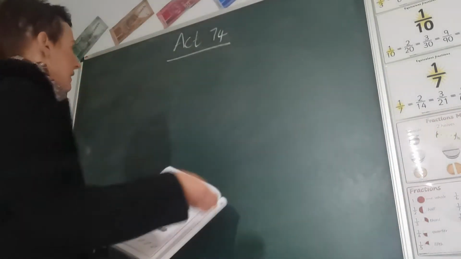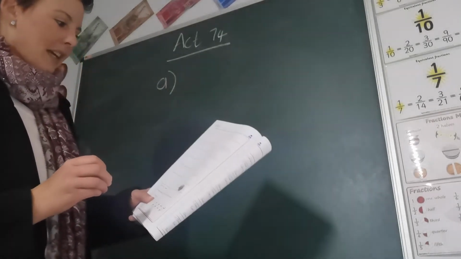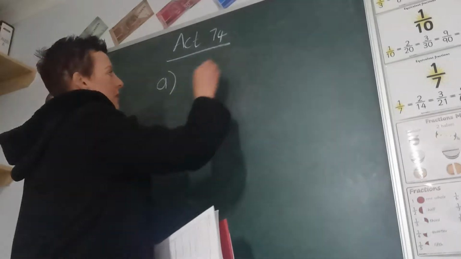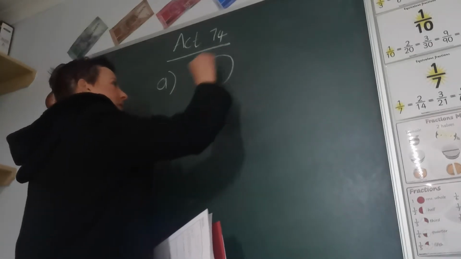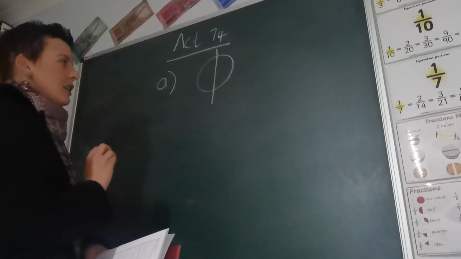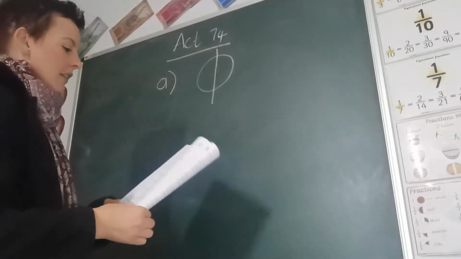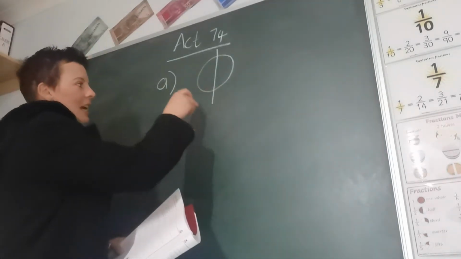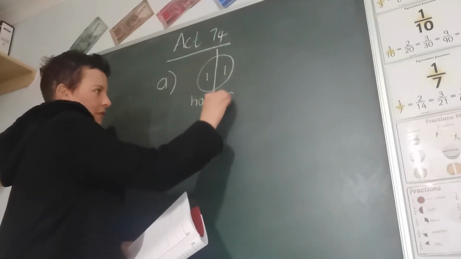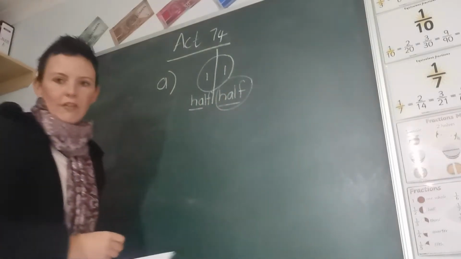Okay, so let's do A first. He's got 1 cake that he needs to divide between 2 friends. So remember, if you're going to draw that, draw a circle and you cut it in 2 pieces, because there's 2 friends, so you need to divide it into 2 pieces. Each friend is going to get a half. There's 1 half and there's 1 half. So each friend is going to get half of the cake.